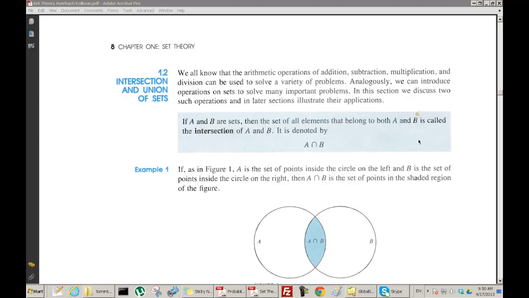Okay, so the next thing is we introduce the intersection and union of sets. So here we have a set A and a set B, and this region in here is called the intersection of the two sets. So what do we mean by the intersection? If A and B are sets, then the set of all the elements that belong to both A and B is called the intersection of A and B, and it's denoted A intersect B. Okay, so this is the notation.